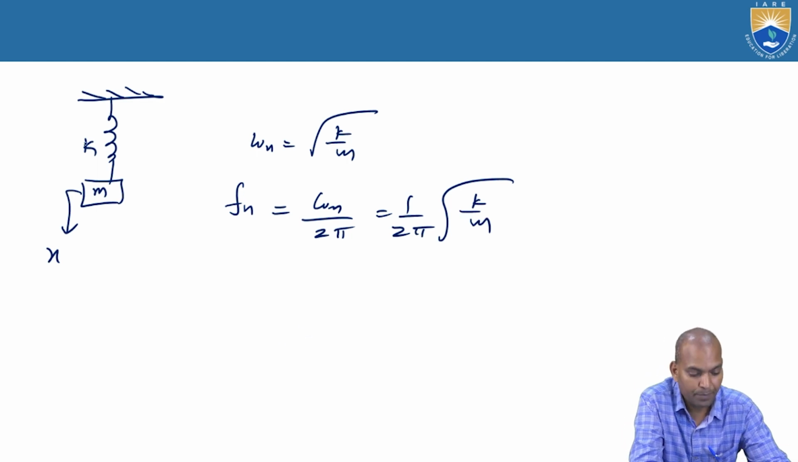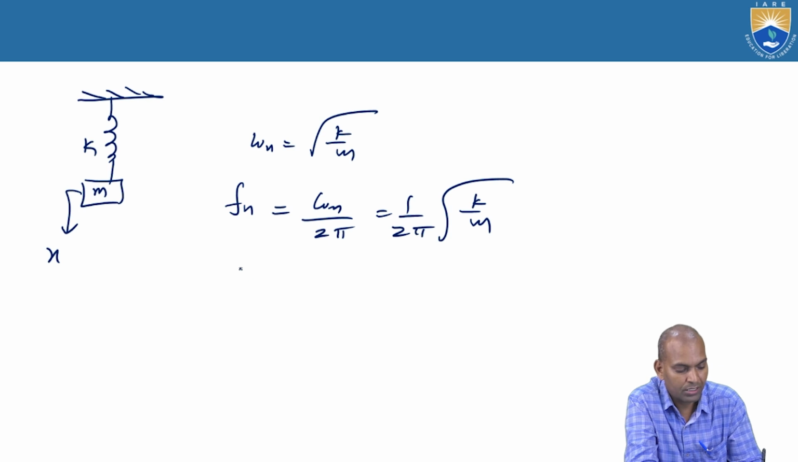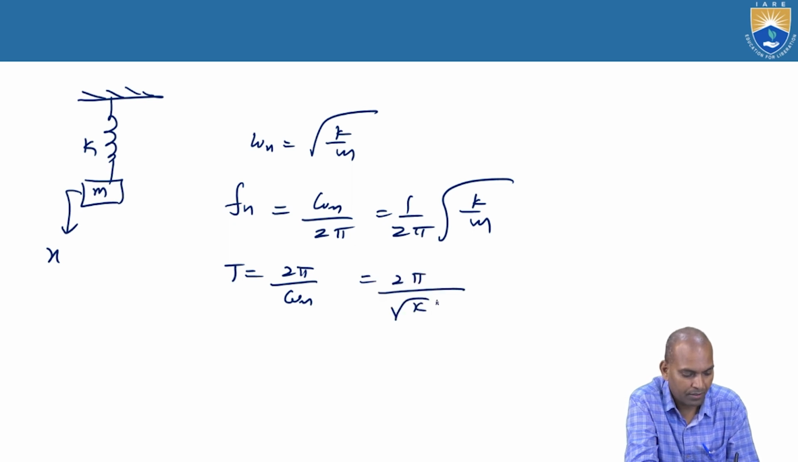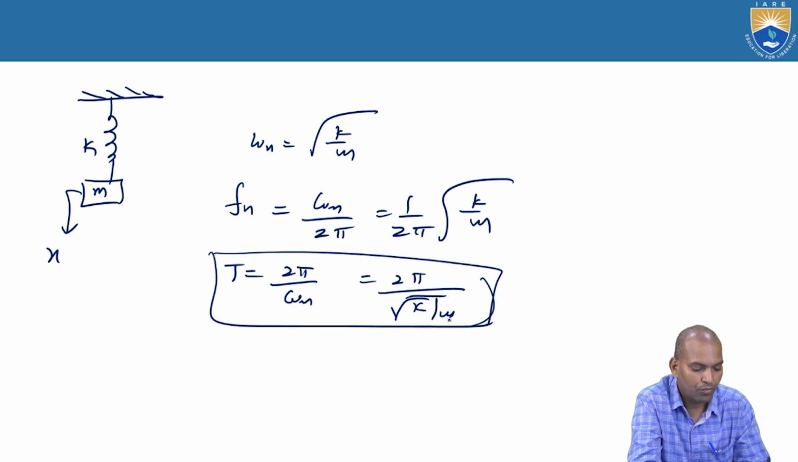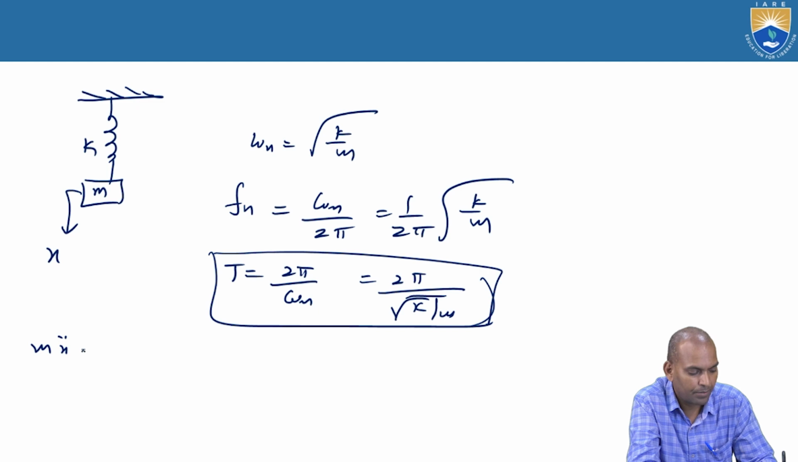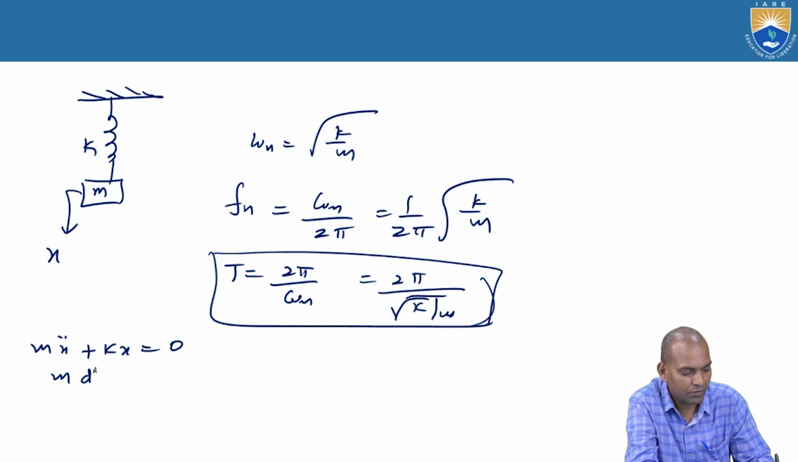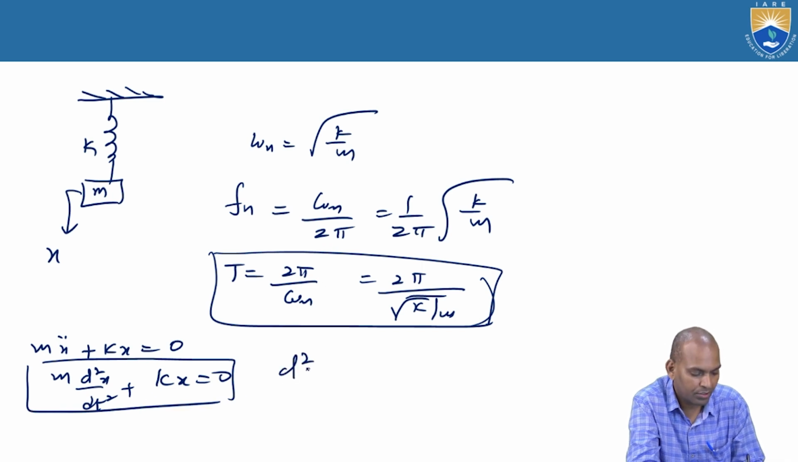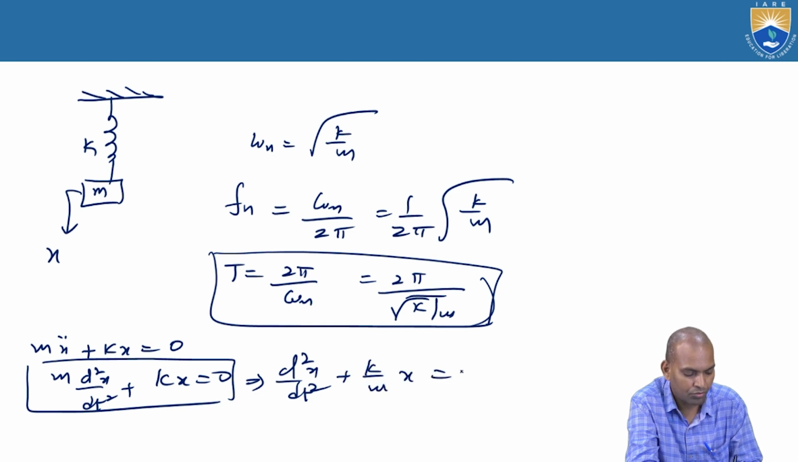Based on the data, the formulas are to be used. What is the time period? T equals 2 pi by omega n, that is 2 pi by the square root of k by m. This is also a time period equation. Now, what is the equation of motion for the system? It is m x double dot plus k x equals 0, that is m times d square x by dt square plus k times x equals 0. This is a second order differential equation. Now d square x by dt square plus k by m times x equals 0.